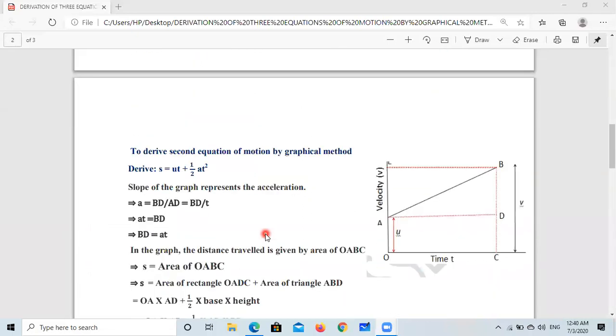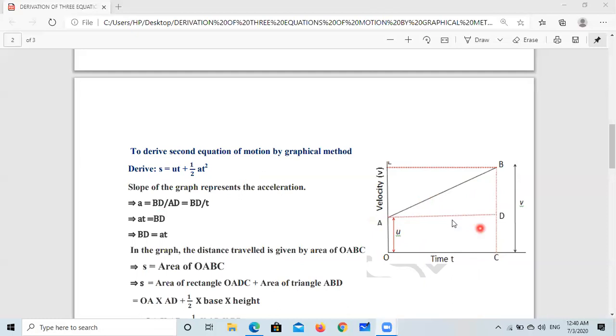Now come to the second equation of motion. In the second equation of motion, we have to find the distance covered. Distance covered is given by the area between the velocity time graph and the time axis. This gives the area covered, and it can be split into two parts: the area of this rectangle and the area of this triangle.